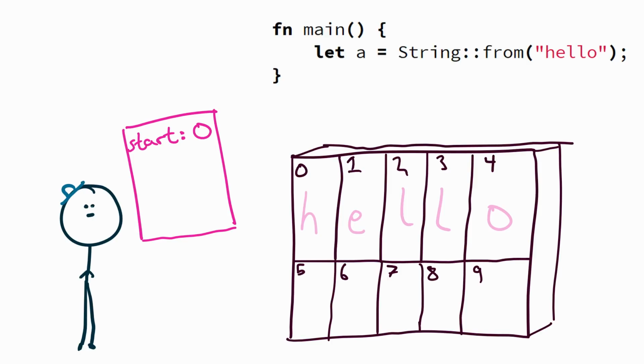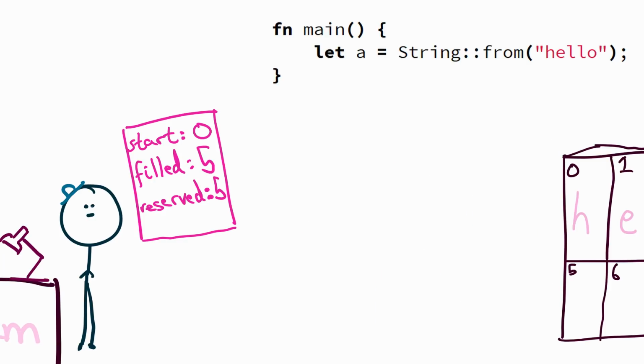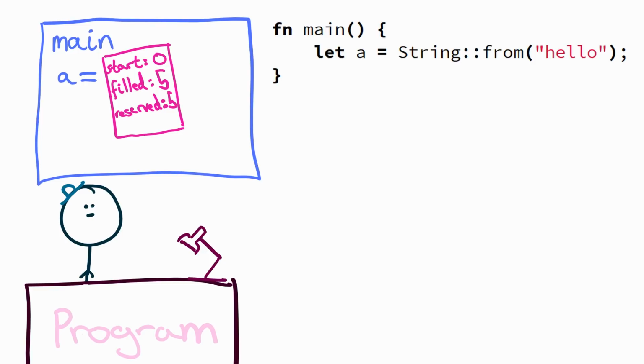On it, we see the starting locker, how many lockers we've filled, and how many lockers we've reserved in total. We didn't know the precise size in memory of the string, but we do know the size of this locker key, or pointer. And this pointer is what we write on the stack. Let's change these names to be more serious. The starting locker is the pointer. The number of filled lockers is the length, and the number of reserved lockers is the capacity.